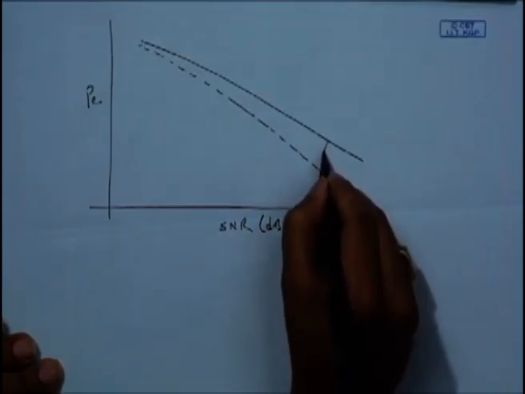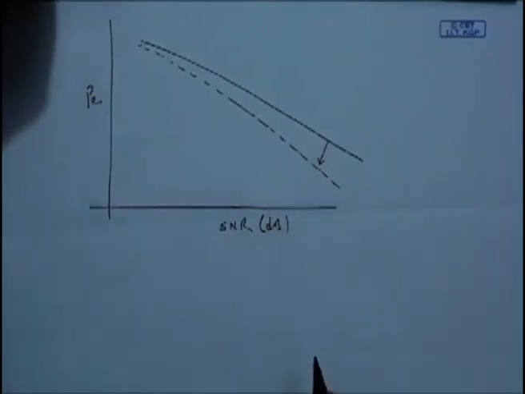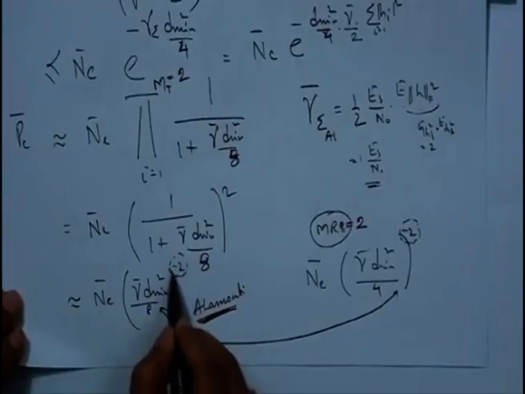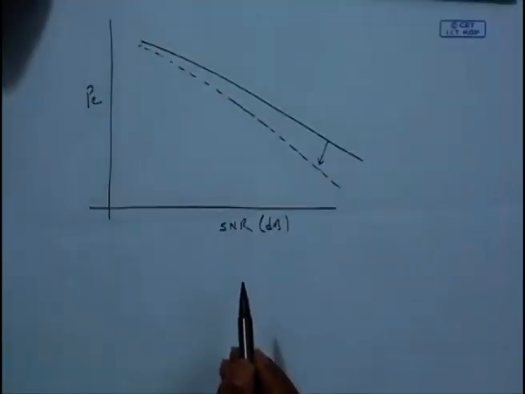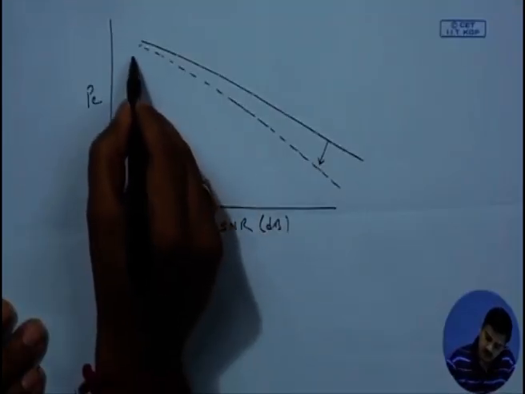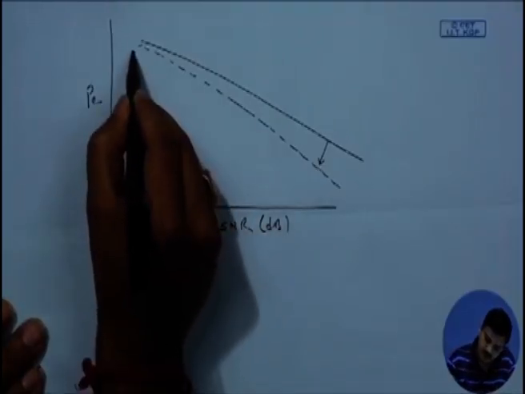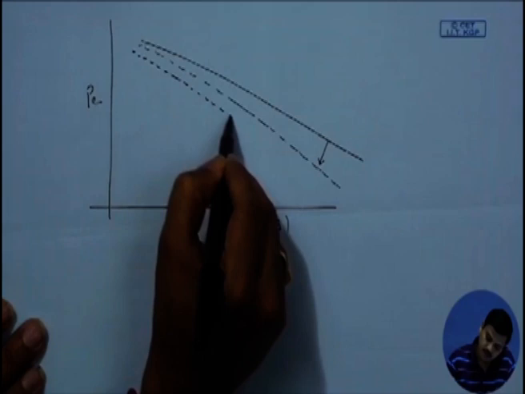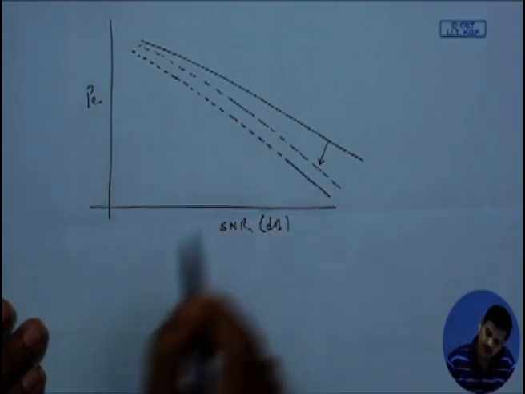It is giving an increase in slope because you can clearly see over here there is this exponent, whereas when we are getting the MRC, what we are having is, along with the increase in slope, there is an average increase in SNR.